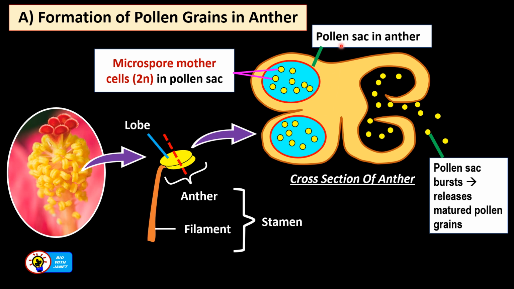Alright, a pollen sac is a bag that contains the microspore mother cells, which are diploid. So these cells, the microspore mother cells, will produce the male gametes. Now, on this side here, we can see that when the anther has matured, the pollen sac will burst and release the matured pollen grains on the surface of the anther. Right? So it's usually yellow in color. You can see it like powder on top of the anther. That shows you that the pollen sac has burst.